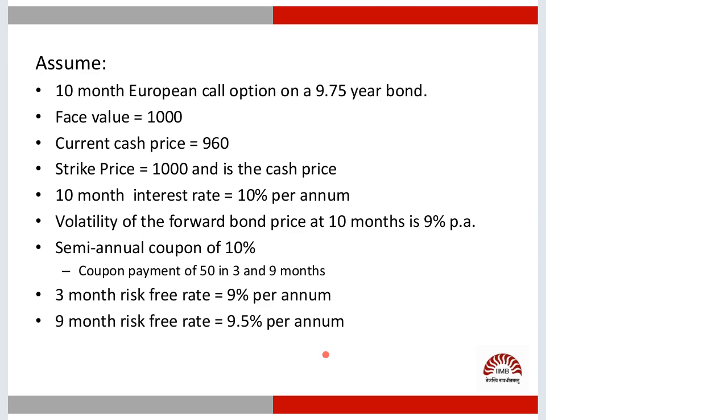Which is what is happening here. This is a 10-month option on a 9.75-year bond, and the bond has a current face value of 1,000. The bond has a market price currently trading at 960, and the strike price you're setting at 1,000. And we are saying both the current price and the value that you have set up.